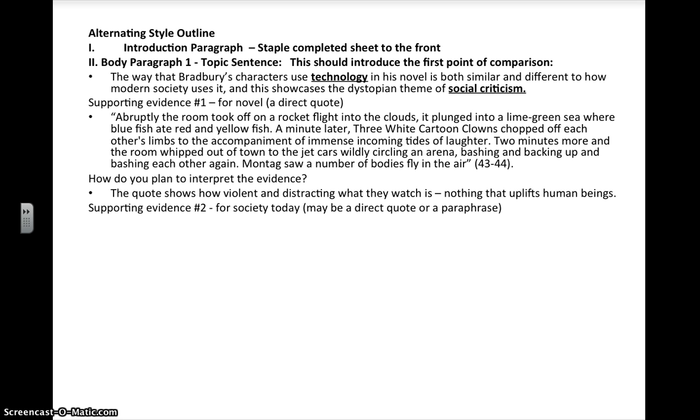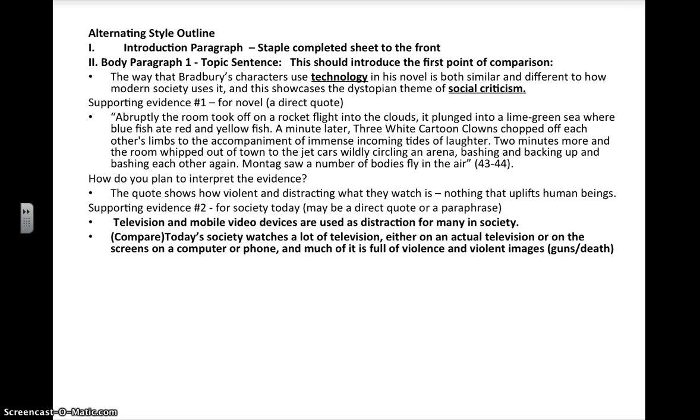Then I have my supporting evidence from today's society. And I've bullet pointed these. I said television and mobile video devices are used as distractions. I have a comparison. Today's society watches a lot of television, either on actual television or on the screens on a computer or phone, and much of it is full of violence and violent images, guns, and death. And then I have a contrast in there as well. Television is not what it once was, and that's kind of the type of devices that we see.